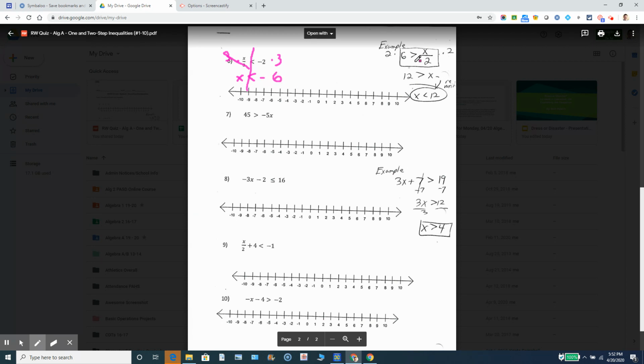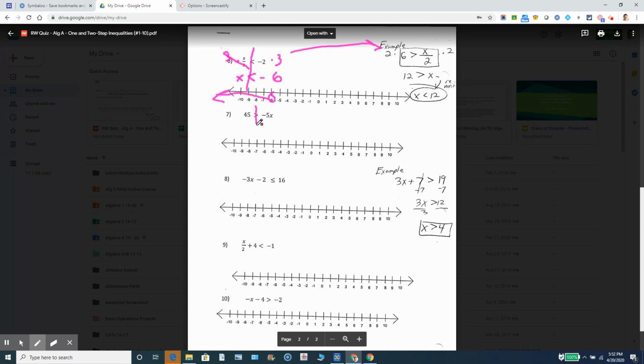There's an example of that right over here. That's why I do those examples for you on that page. So x is less than -6. That's going to be an open circle on -6, shade to the left, because we want numbers less than negative 6. Number 7 is a tricky one.